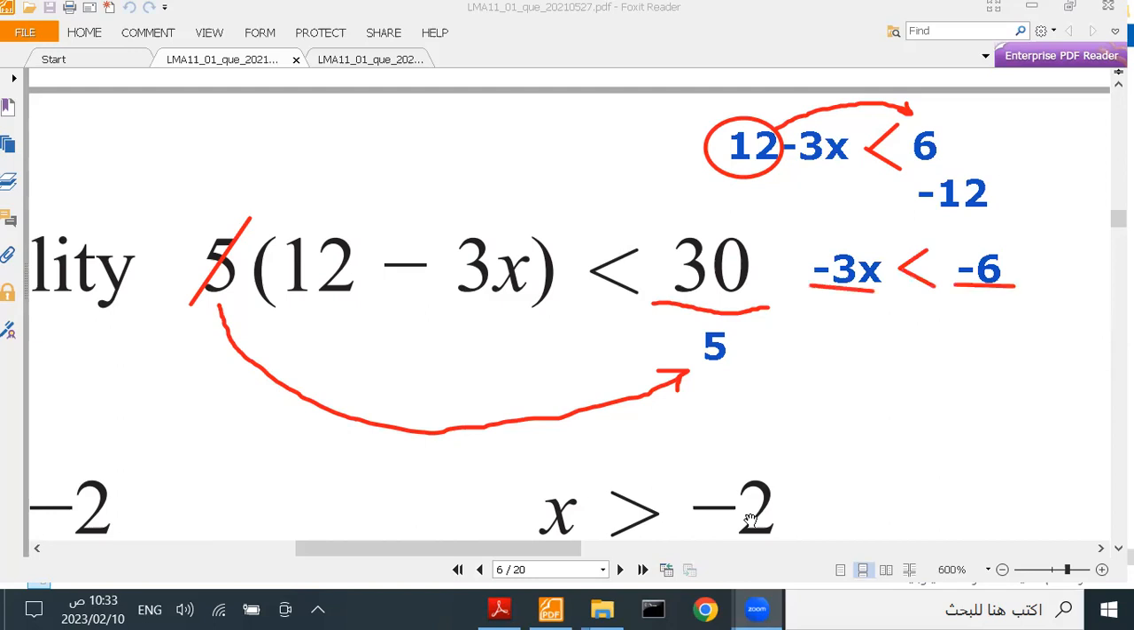Now I want to divide by negative 3. Why do I divide by negative 3? Because I want to get rid of the negative 3, since I don't want it. And because of the rule that says if you divide or multiply by a negative number, you have to flip the sign, I divide by negative 3 here too. So the negative 3 cancels with negative 3 and I get x alone. Then I flip the sign, focus on flipping the sign, and I divide these, I'll get 2. So the answer is x bigger than 2. Okay? And that's it for this question.